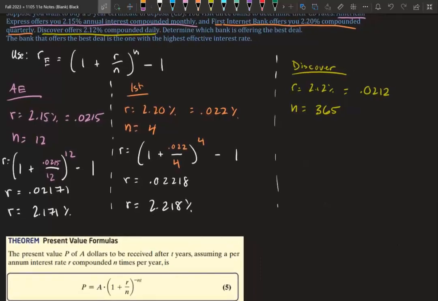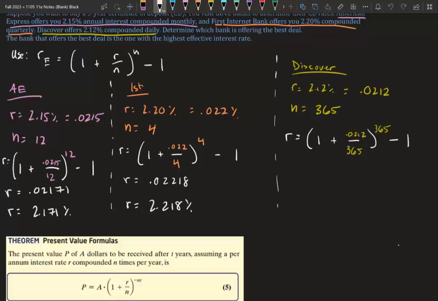Last but not least, we have Discover. So for Discover, it's pretty much the same deal, just different numbers. We have 1 plus blank over blank to the power of blank, all minus 1. And our first blank, our rate is 0.0212. Our compounding is 365. We probably automatically think that Discover is the best because you compound every day. Well, that's only true with simple. When we compound a little more complex things like this, especially effective rate of return, sometimes compounding every day is not going to give us the best rate.